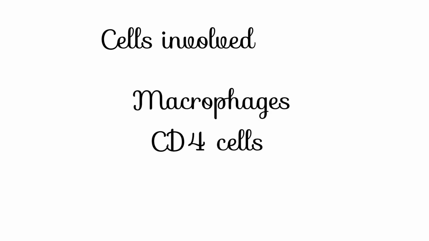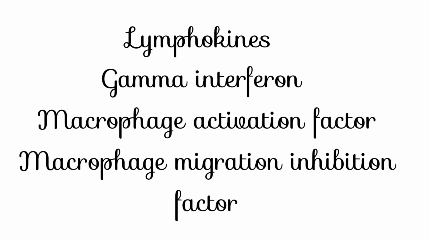The cells of the delayed hypersensitivity include macrophages and CD4 cells, and particularly the Th1 subset of the CD4 cells. Important lymphokines that are produced in delayed hypersensitivity are the gamma interferon, macrophage activation factor and macrophage migration inhibition factor. CD4 cells produce these interleukins or lymphokines, and the macrophages are the ultimate effector cells of the delayed hypersensitivity. Any defect in all these processes can cause infection.